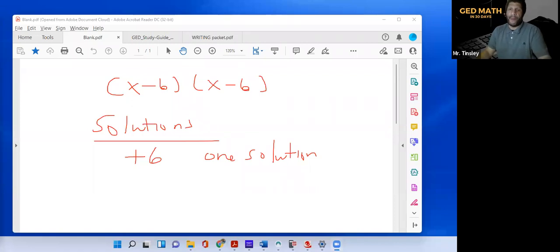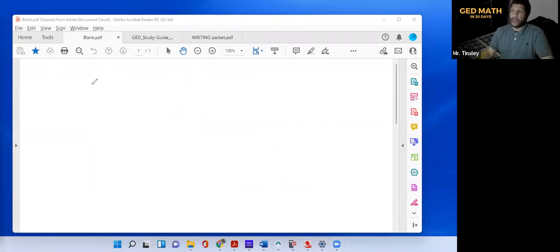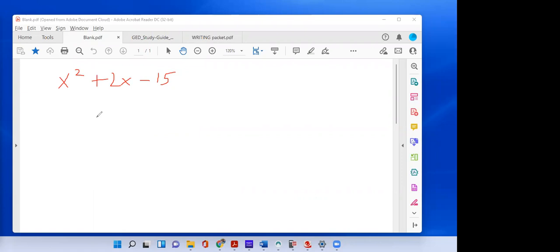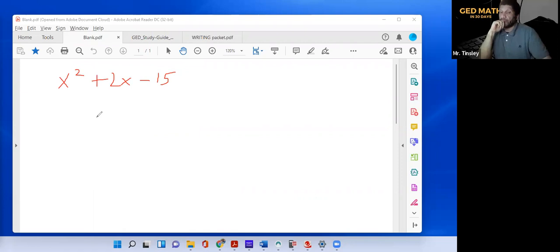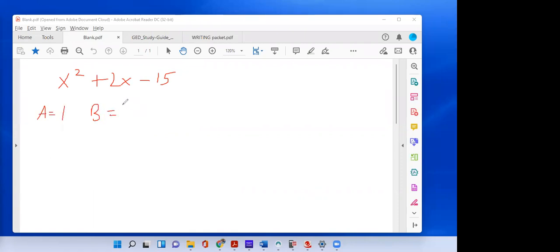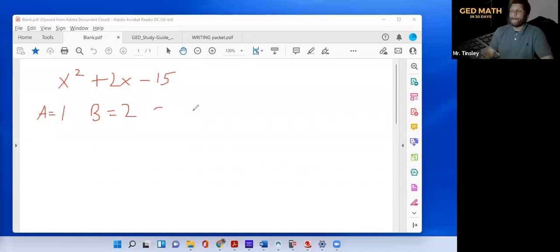So I'm going to make up one. I'm not even going to look at the sheet. X squared plus 2x minus 15. Okay. So first of all, is this a quadratic equation? Yes, it is. How do you know it's a quadratic equation? Because it's squared. Okay. So what's A in this quadratic equation? It's this 1. B is what? Positive 2. C is what?